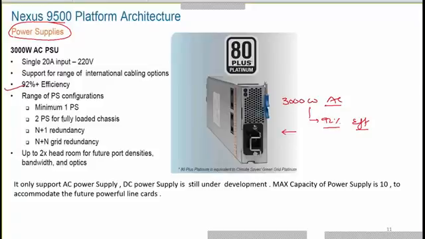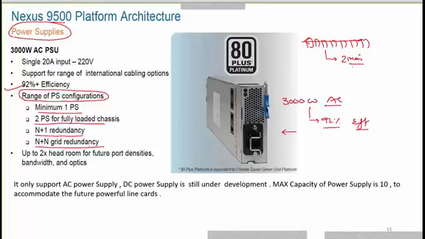You can do the power supply configuration. You can go for a minimum of one power supply, two power supplies for a fully loaded chassis, plus one redundancy, and plus one grid redundancy, right? So you have a total of 10 power supply slots in your chassis. Out of 10 power supplies, a minimum of two is required to start your chassis, and four is the max you can use. But you have 10 power supply chassis slots. You can insert 10 power supplies, no problem on that.